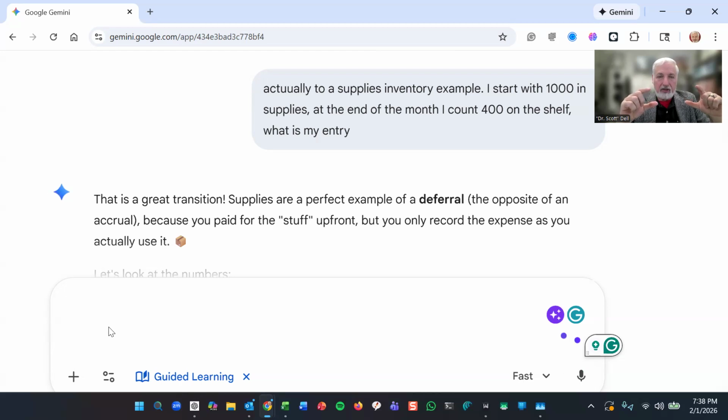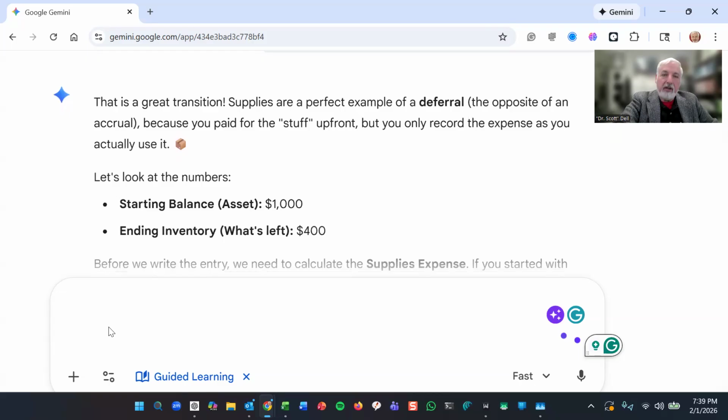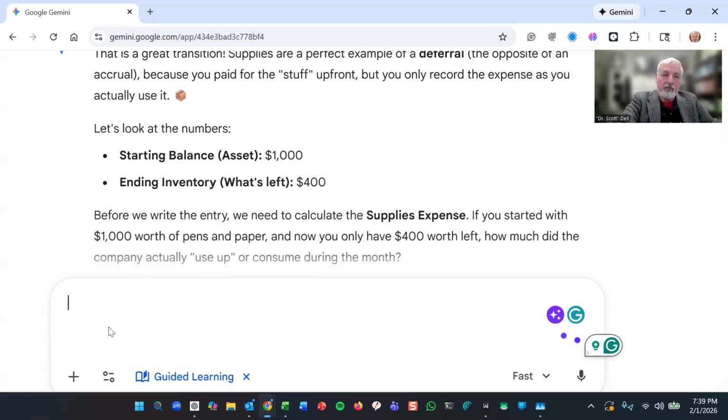We estimate that wage expense. We estimate interest expense. We have a 90-day note from December 1. We got a month's worth of interest. We estimate. We never get a bill for that 90-day note. All we know is a 90-day note has to be paid back in 90 days, principal plus interest. But we can calculate a pretty good number for what interest was incurred for that December, for that 1 month. All right, so we got deferral, opposite of accrual, because you pay the stuff up front, but you only record the expense as you use it.